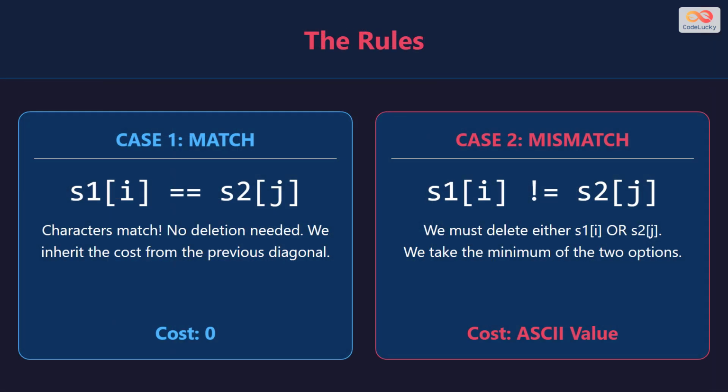To fill this table, we follow two simple rules. First, if the characters at the current position match, we don't need to delete anything, so we just carry over the cost from the previous diagonal cell. Second, if they don't match, we have a choice. We can either delete the character from the first string or the character from the second string. We calculate the cost for both options and pick the minimum one.